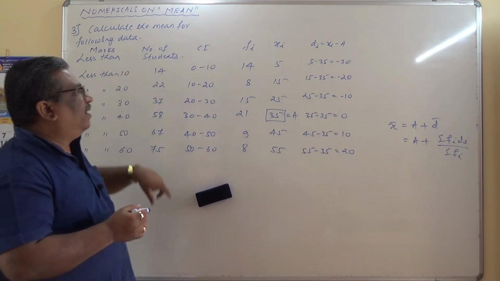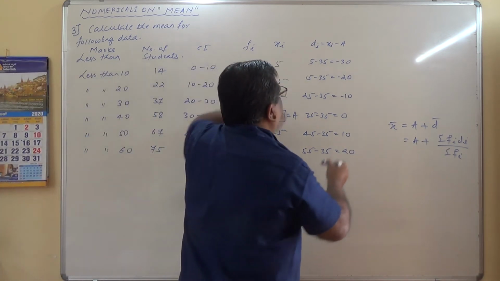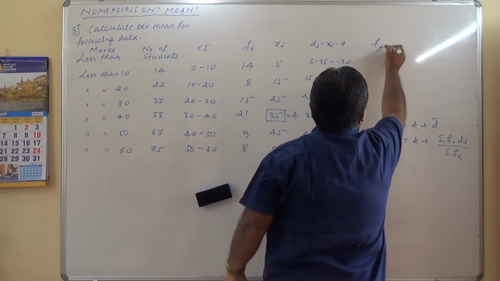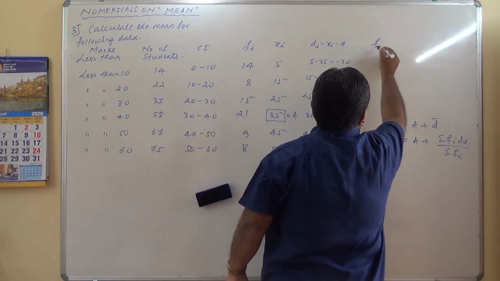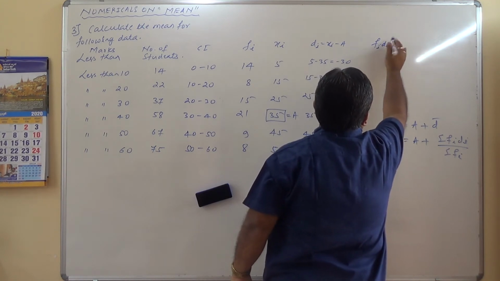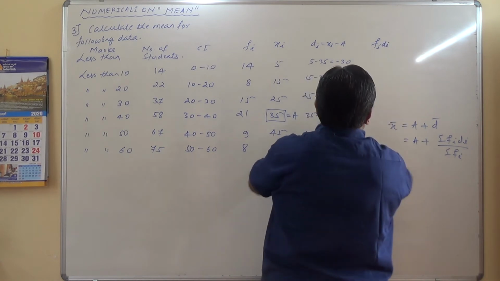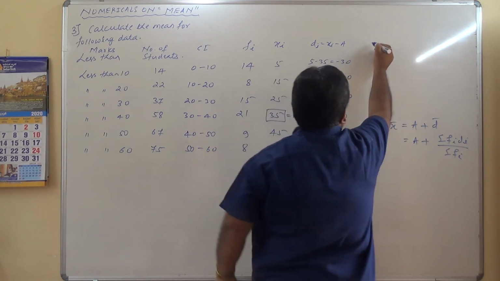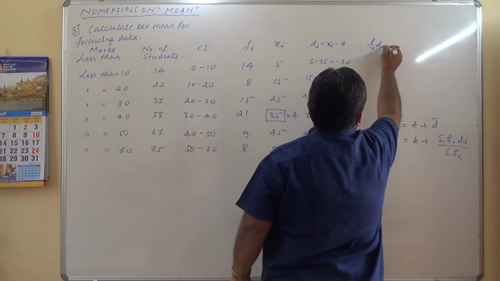Then Fi into Di, that column is required. Fi, I is a subscript, remember, into Di. I think this will confuse. Simply I will write Fd, or I can also write Fi Di.